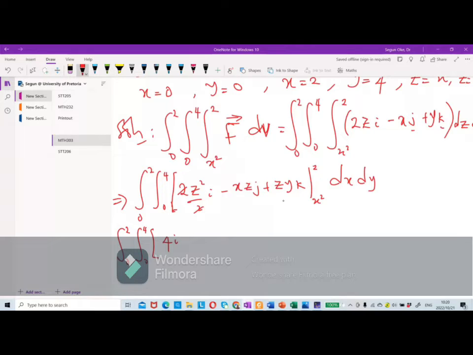Are you following me? Yes, sir. I will substitute it directly. 4i, let me put it in bracket, 4i minus 2x j plus 2y k, minus the lower limit, x squared i minus x cubed. Sir, since we have z squared there and it is x, we are representing z by x squared. Is it going to be x squared? You put x squared there. This is z.